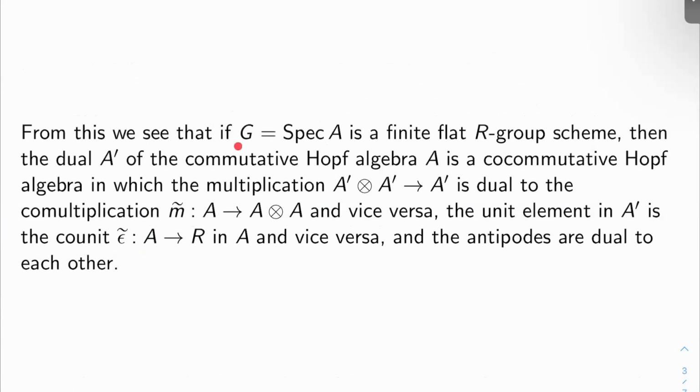All right, let's specialize to our setup. From this, we see that if G is Spec A, a finite flat R group scheme, the thing we care about in this chapter, then the dual A prime of the commutative Hopf algebra A is a co-commutative Hopf algebra. And what should happen there? Well, the multiplication A prime tensor A prime to A prime should be the dual to the co-multiplication m tilde from A to A tensor A, and vice versa, as expected. The unit element in A prime should be the co-unit epsilon tilde from A to R, and vice versa. And then similarly, the antipodes are dual to each other. So all of the stuff we expect to happen.